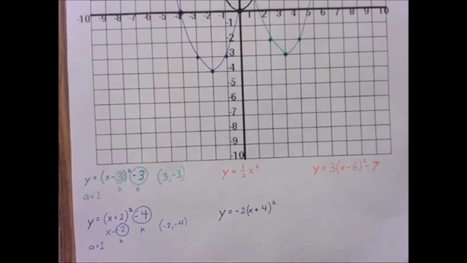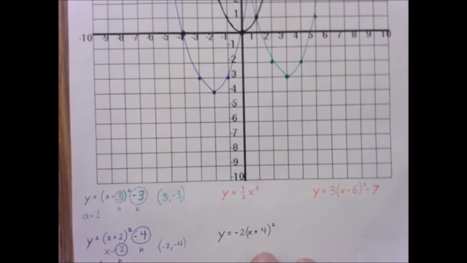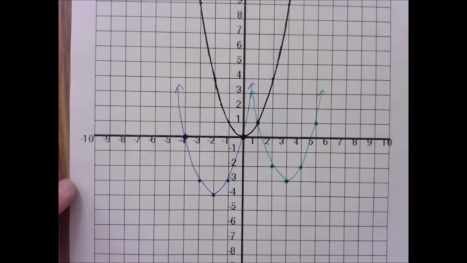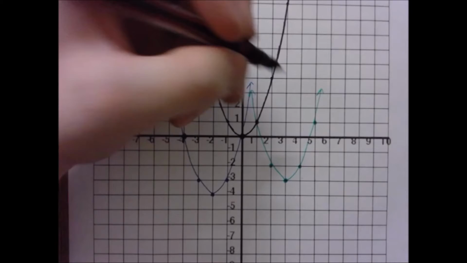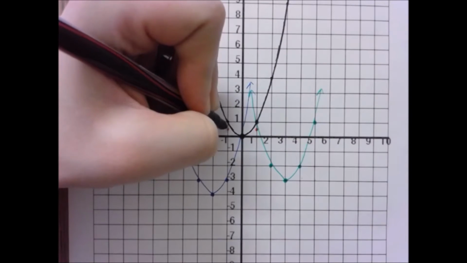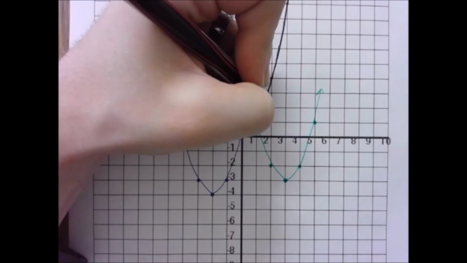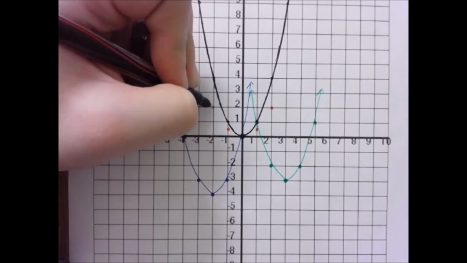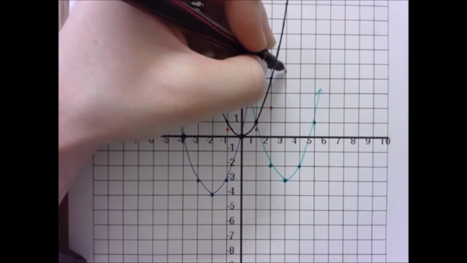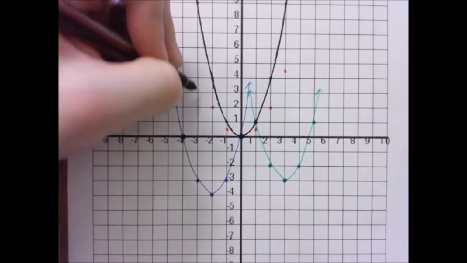So let's start plotting those points. I've got y equals 1/2 x squared, so I'm not going to move left or right at all. I'm going to start right here in the origin. And then I'm going to go over 1, up 1/2. Over 1, up 1/2 on the other side. Over 2, up 2, on both sides. Over 3, up 4.5, on both sides.